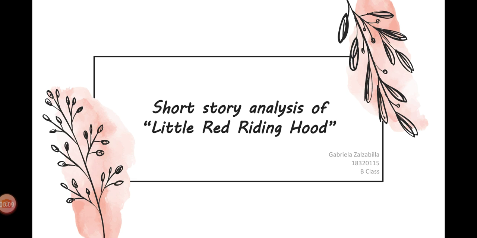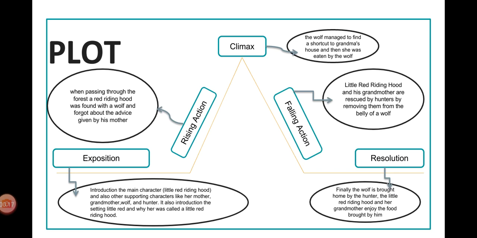I want to present about short story analysis of Little Red Riding Hood. The first slide, there is an analysis plot which is divided into five, namely exposition, rising action, climax, falling action, and resolution.